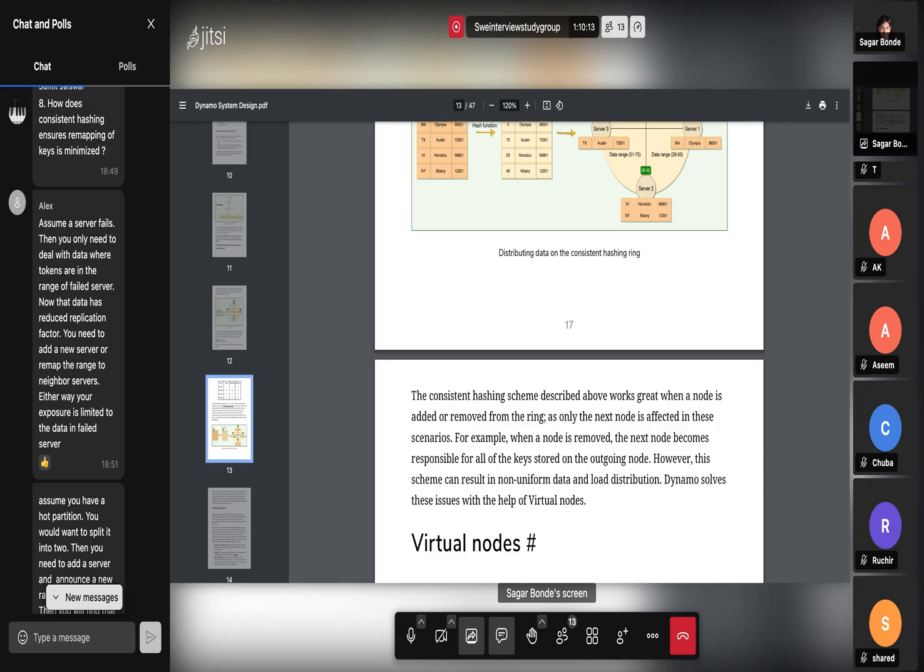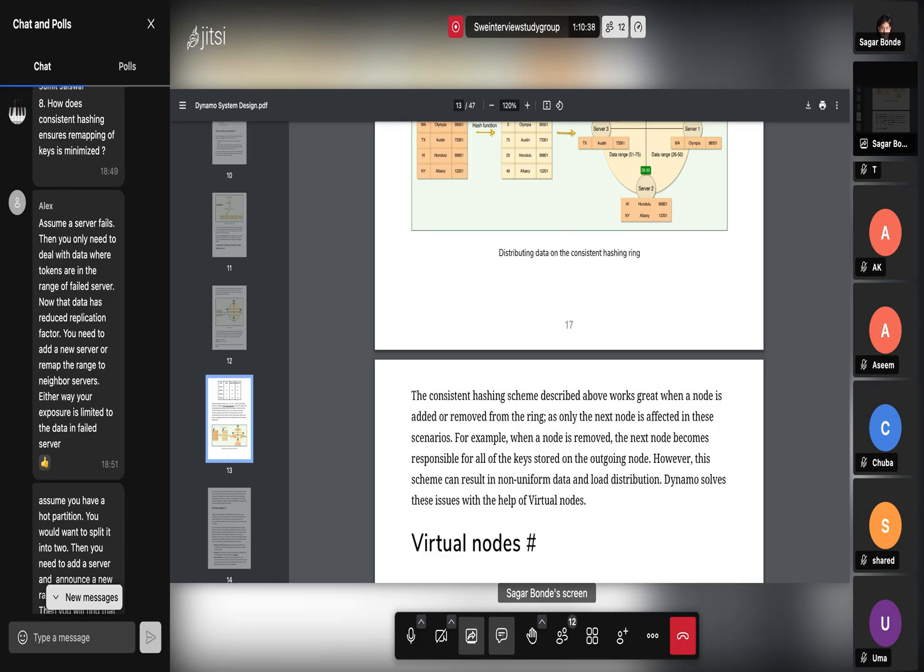Suppose my system is like Instagram, a little bit read-heavy system. That means more reads than writes per day, a 100 to 1 ratio. In that case, read latency should be low for me. Faster reads should be there.